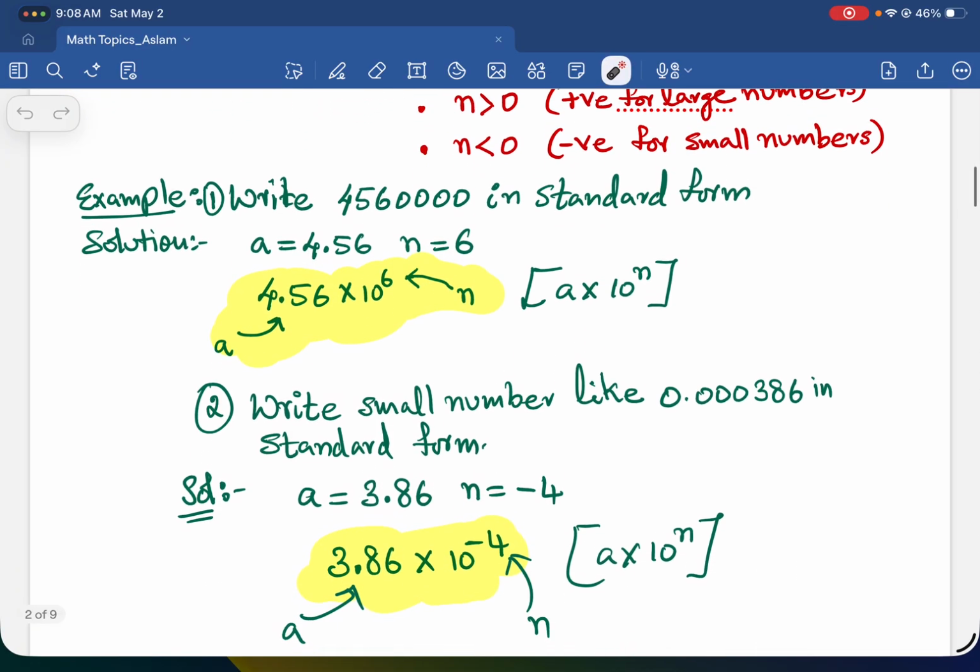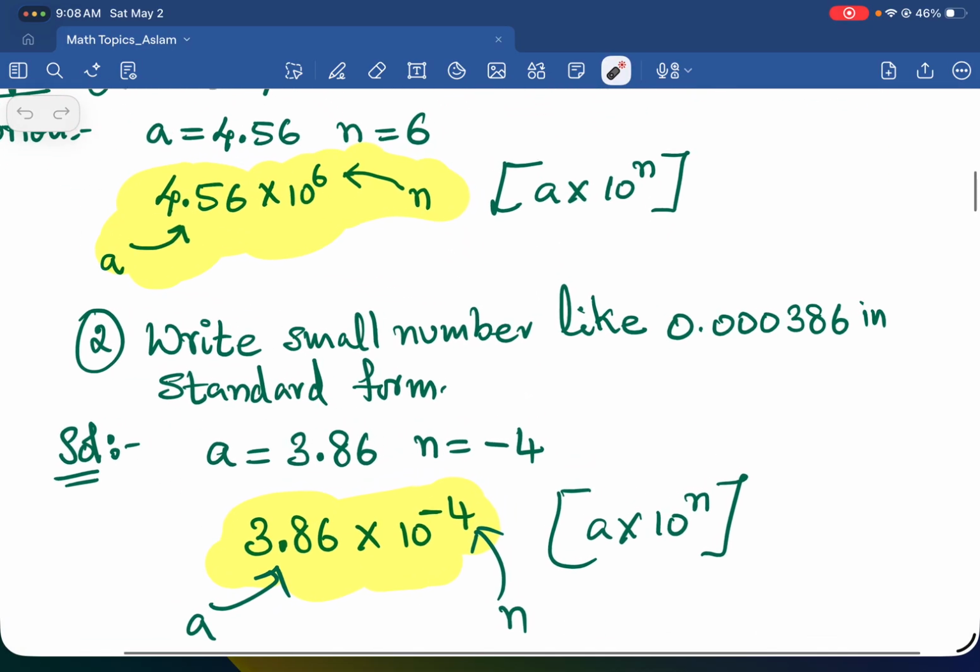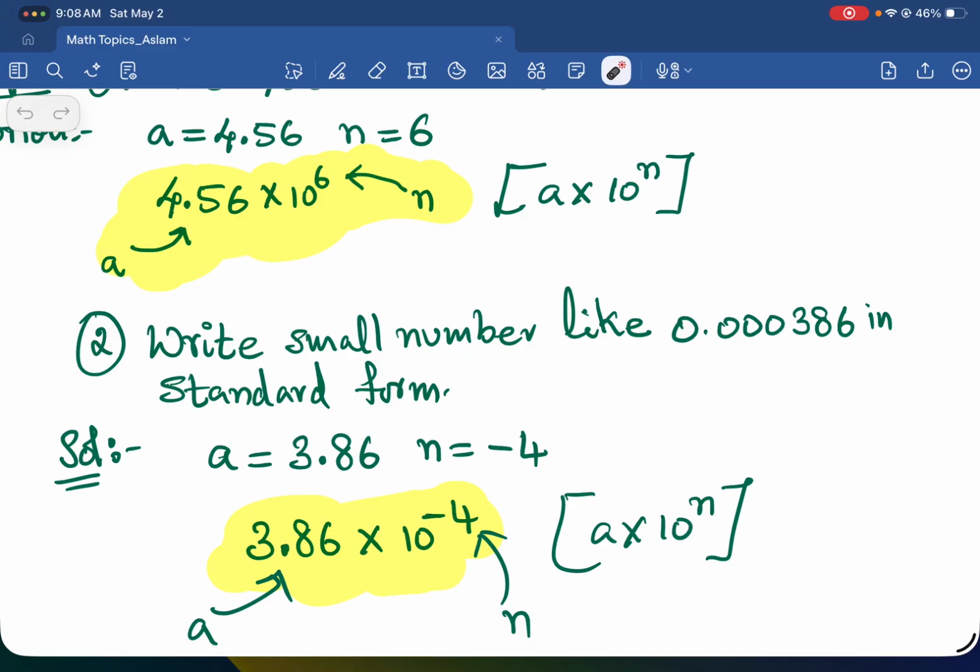Now let us take one more example, which is a smaller number. Let's explore this one. Write a small number like 0.000386 in standard form. Again the rule is that it has to be written as a into 10 to the power of n, where a has to be between 1 and 10. So remember, this has to be between 1 and 10. If we see, this number is not between 1 and 10, it is less than 1. So this decimal has to move a few places. How many places is it moving?